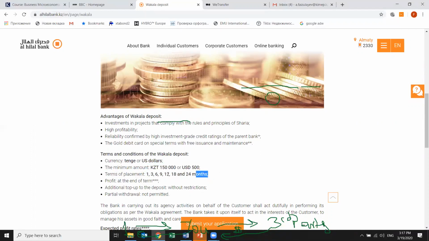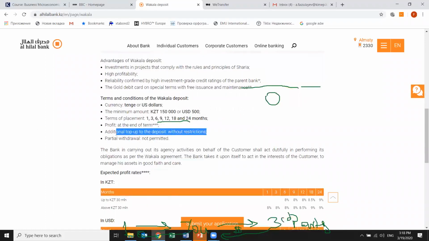So if you put for 9 months, you cannot withdraw your money, the principal amount, before the 9 months end. Profits are paid at the end of the term. Additional top-up to the deposit is without restriction, and partial withdrawal is not permitted. So you cannot withdraw your money at all. However, you can add to your deposit. If you put, let's say, $500 and you sign the contract, let's make an example here.